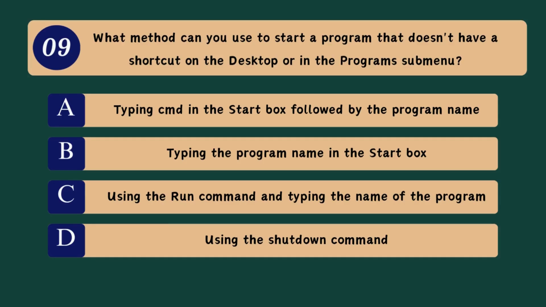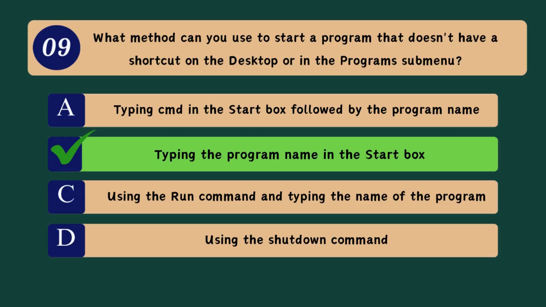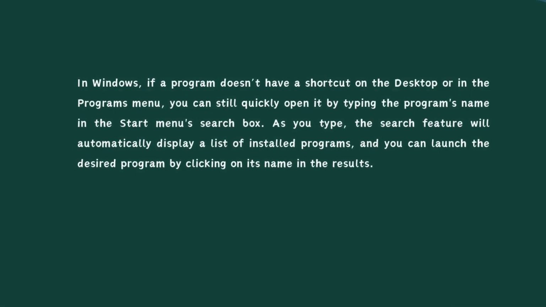Correct answer: B. Typing the program name in the Start box. In Windows, if a program doesn't have a shortcut on the desktop or in the program's menu, you can still quickly open it by typing the program's name in the Start menu's search box. As you type, the search feature will automatically display a list of installed programs, and you can launch the desired program by clicking on its name in the results.